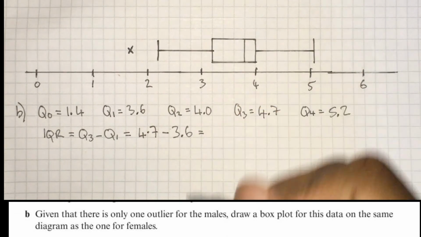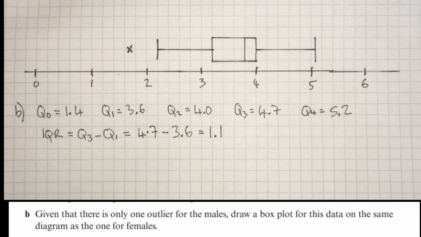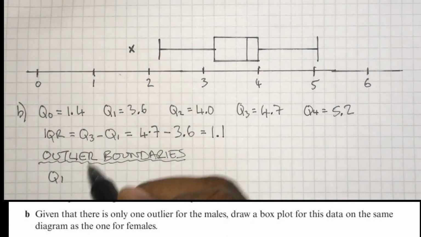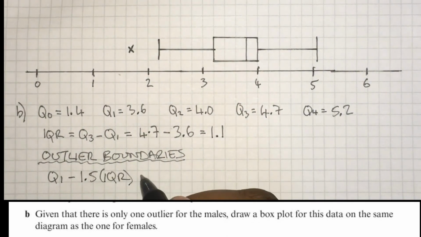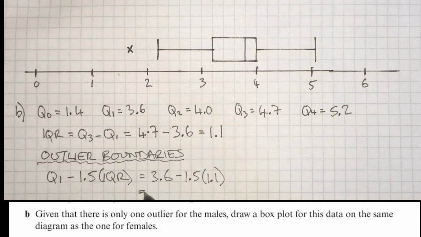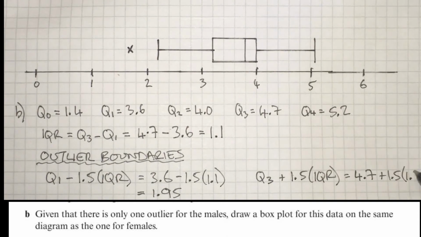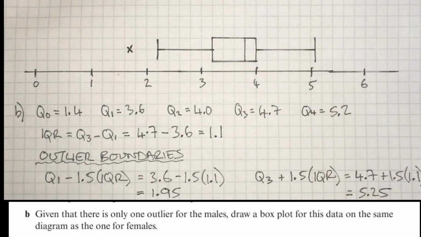So the interquartile range ends up being 1.1, and we know we're going to check 1.5 times 1.1 above the upper quartile and similarly below the lower quartile. The lower outlier boundary is 1.95, while the upper outlier boundary is 5.25. So any data outside of those we would consider to be outliers.